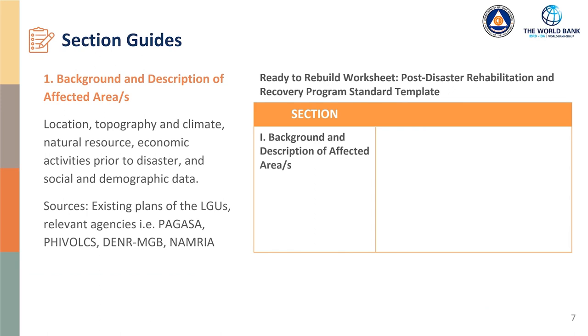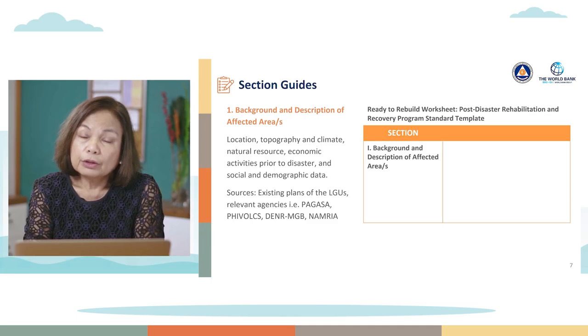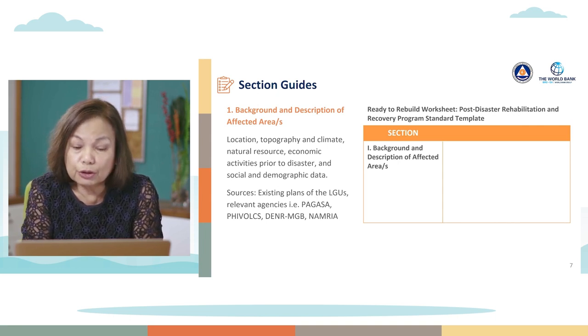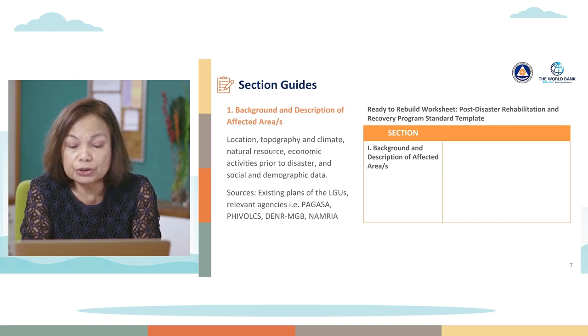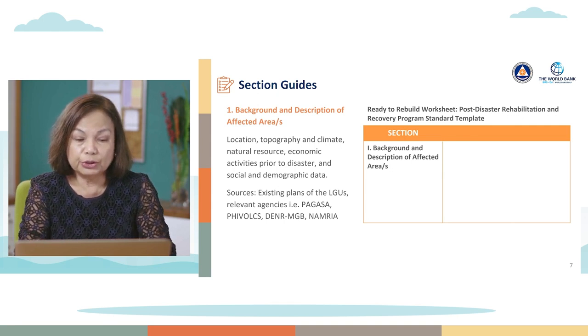So the first step involves the background and description of the affected areas. What does this cover? This covers the location, topography and climate, natural resources, economic activities prior to the disaster. We're referring to pre-disaster situations or conditions of the communities, and social and demographic data. These refer to the characteristics of the population. For the pandemic, for example, if you're doing a program relating to COVID-19, you may include among the information the LGU's health workforce as well as the health system capacity of the community.